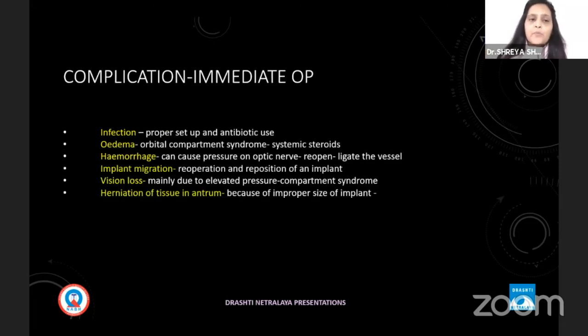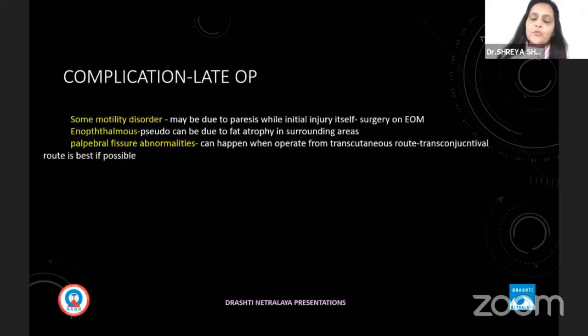Immediate post-operative complications can happen: infection, for which antibiotics can be prescribed; edema, for which systemic steroids can be given; hemorrhage, then we have to reopen and ligate the vessel. Implant migration requires reoperation and re-implantation. Vision loss due to compartment syndrome requires that we again reopen and give decompression. Herniation of tissue can be because of improper size of the implant, so you have to take care.